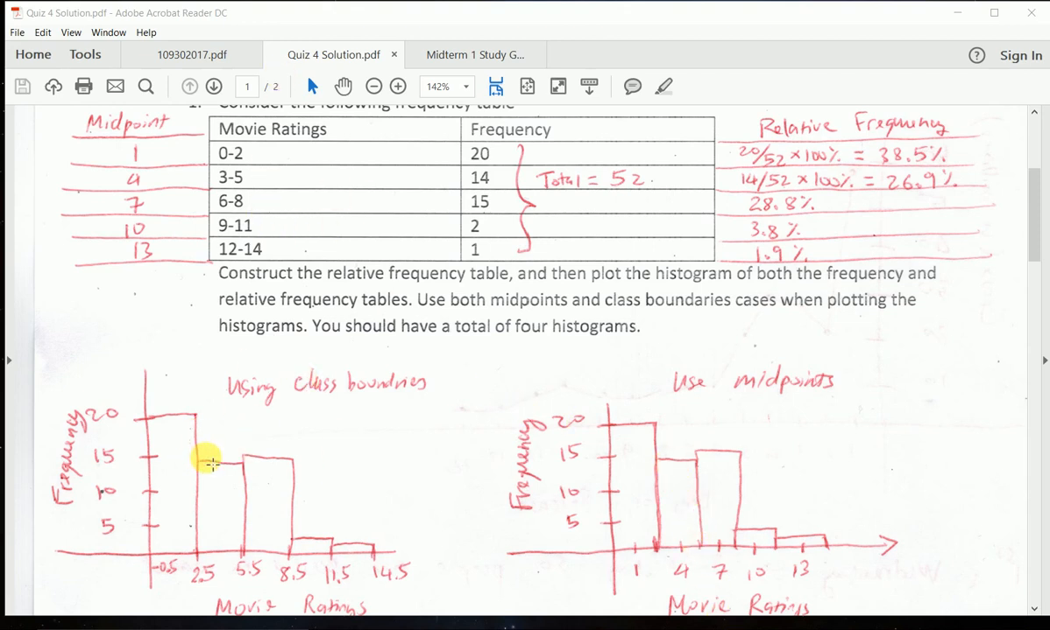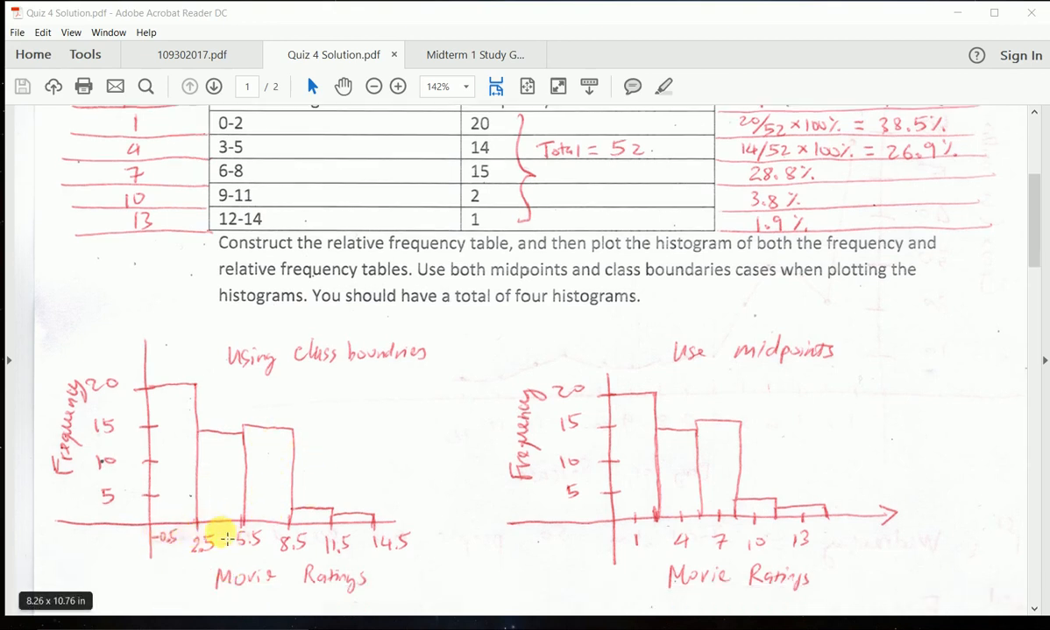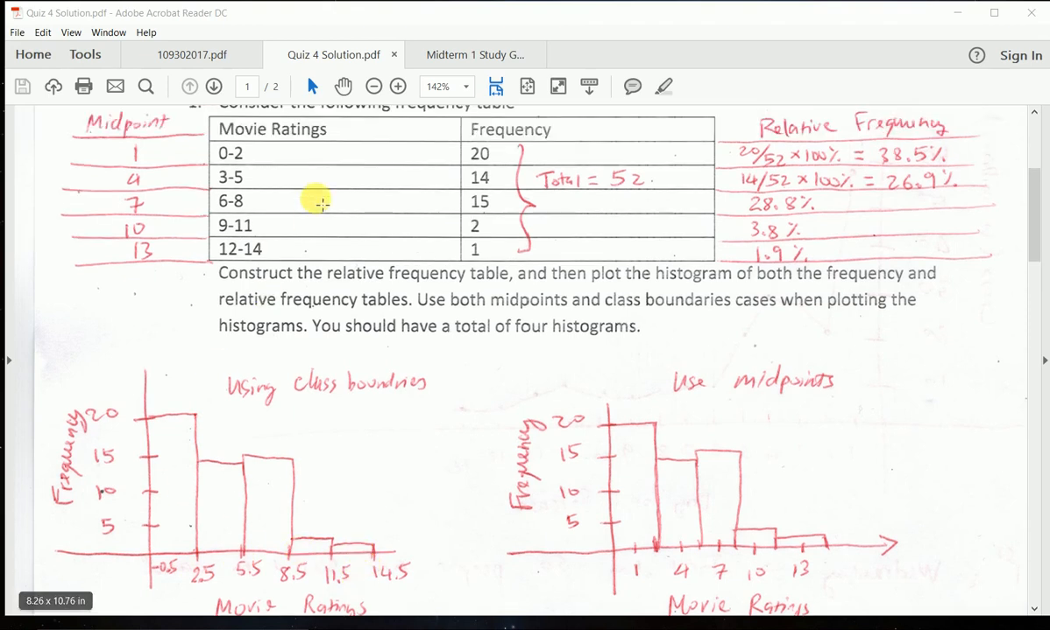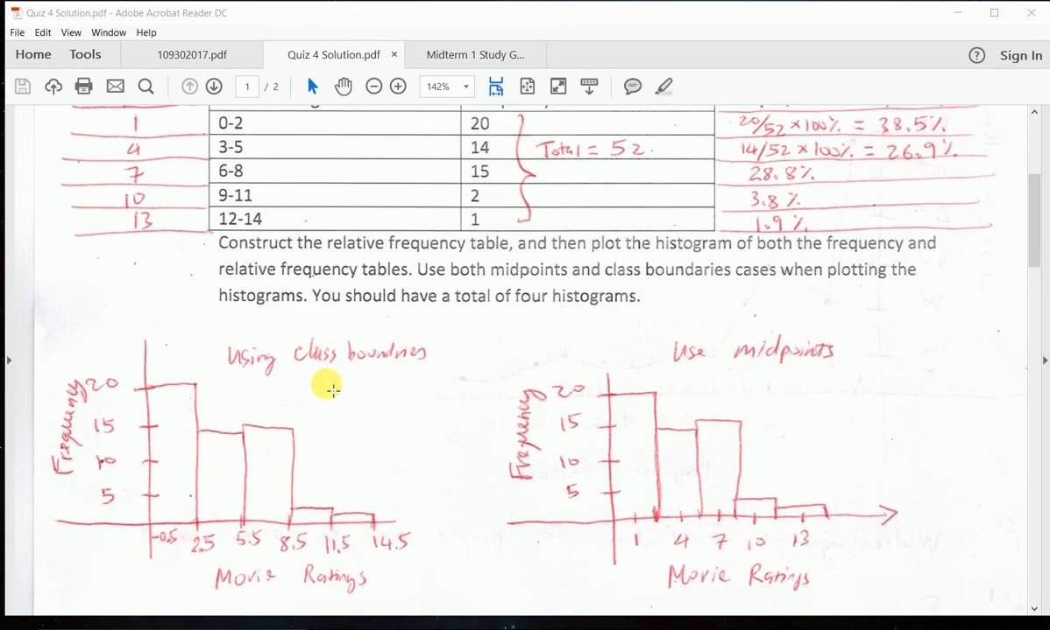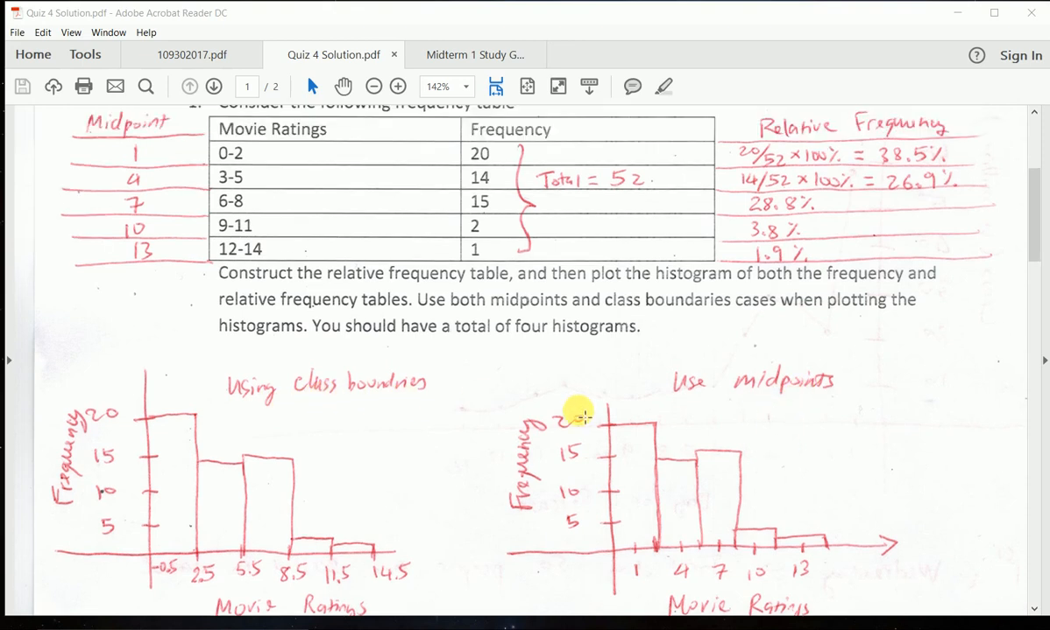After we know that we have 5 bars, the second thing we have to consider is how to label the x-axis. There are 2 cases. We can use either the class boundary or the midpoint. First, let's try to use the class boundary.